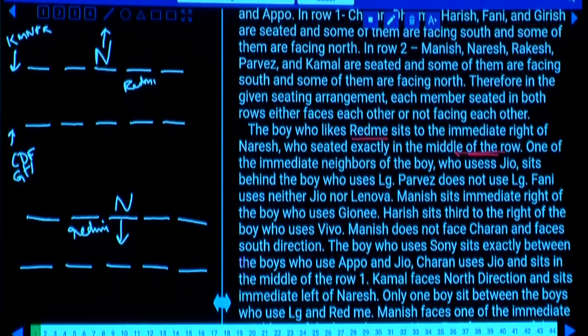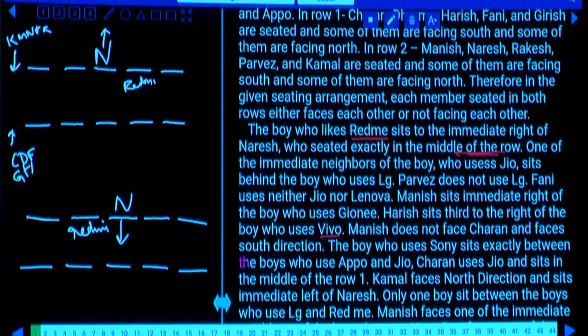And one of the immediate neighbors of the boy who uses Jio sits behind the boy who uses LG. Parvez does not use LG, and Funny neither uses Jio nor Lenovo, and Manish sits to the immediate right of the boy who uses Xiaomi. Harish sits third to the right of the boy who uses Vivo. Harish comes into which category? The second row.